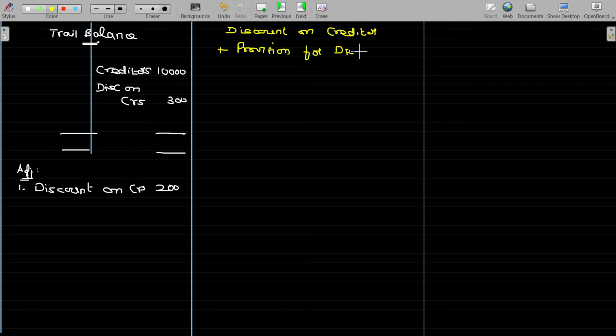Provision for discount on creditors. So I am going to introduce that here. The provision for discount on creditors should be in the debit side. So provision for discount on creditors. Okay. This value being ₹800.